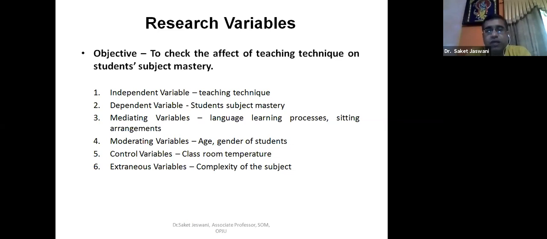So to what extent you are considering your variable will help you to make your study more effective. If you are considering a mediating variable, your study will be more effective. If you're considering control variables also, then your study will be more effective. There might be chances where control variables are deviating your results. Maybe a few of the students are under certain control conditions and a few of the students are under other control conditions. So if you change the room temperature for a few students and keep some other temperature for some other students, you can check whether these control variables are affecting the students' subject mastery or not. Right. So this is how research variables can be decided.